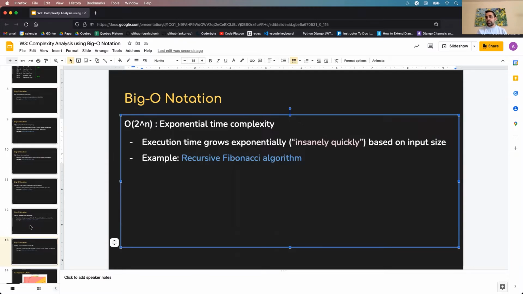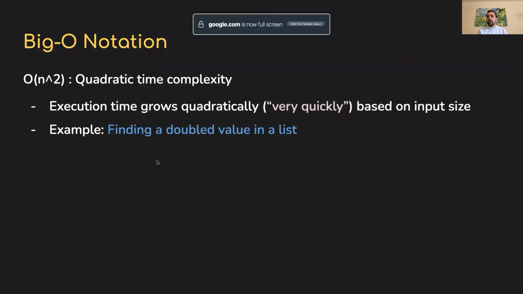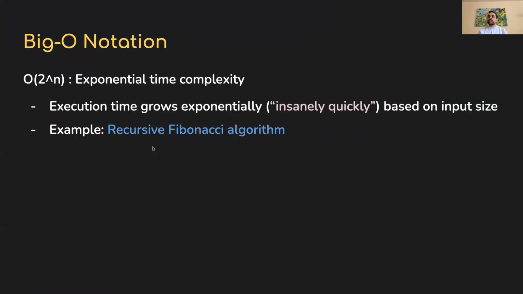All right, let's get back to our slides here. Now that they actually say time instead of speed. The last one I'm going to talk about is exponential time complexity. This is considered a very bad algorithm in terms of the time it takes, because as your input size grows, your time is going to get much, much longer. So I say this grows insanely quickly based on input size. Your execution time grows. One example of this is the recursive Fibonacci algorithm. Key item here is recursive.